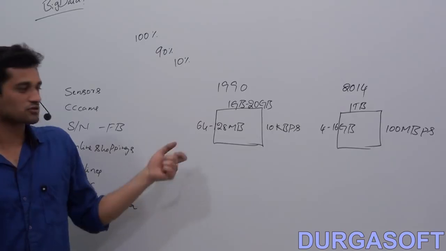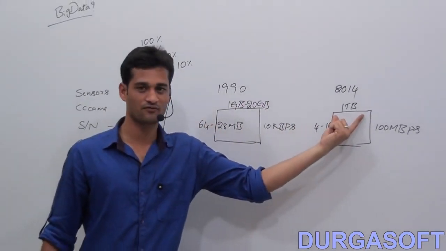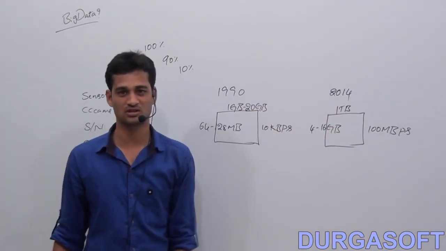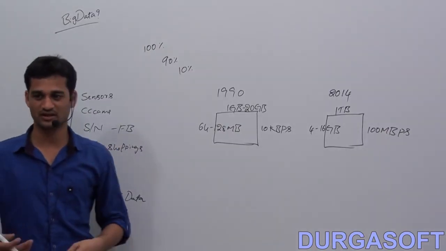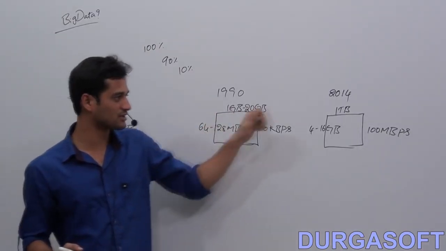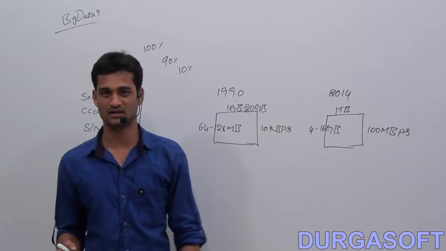Why should we come up with this much storage capacity of hard disk? Because you are getting huge data. So definitely your data should be stored and it should not be discarded.